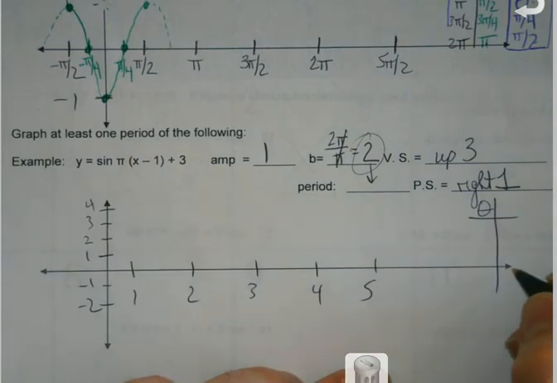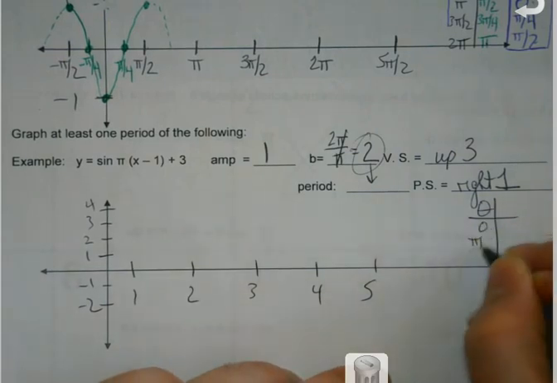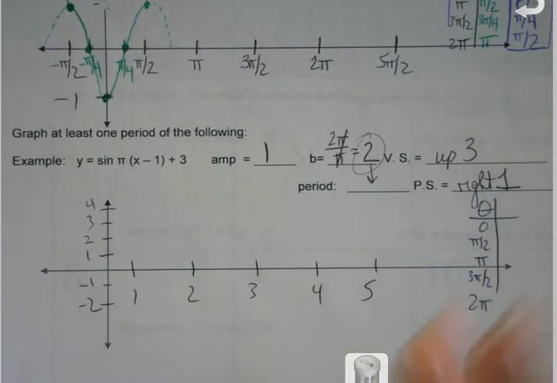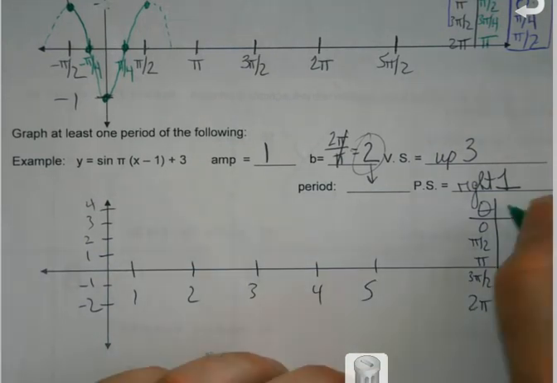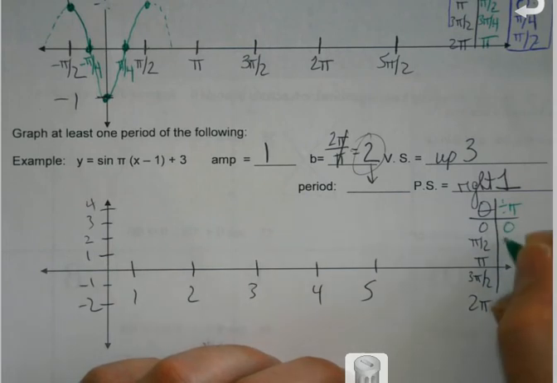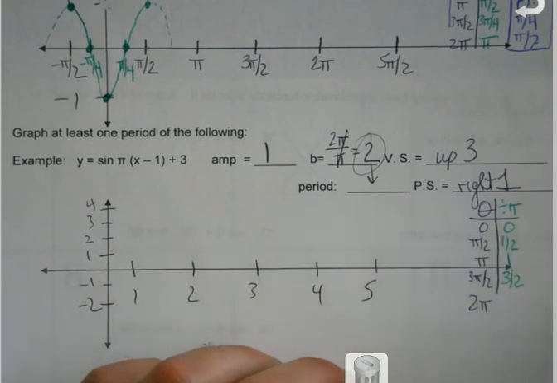So normally, here's where I am again. So we'll take one more peek at where we'd normally be and where we're going to end up. So now, when we divide by pi, 0, a half, 1, 3 halves, not 1.5, and 2, which is my completed period. So that makes sense.